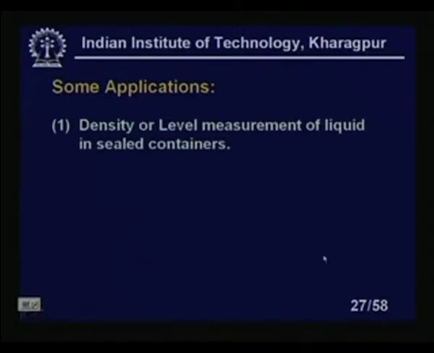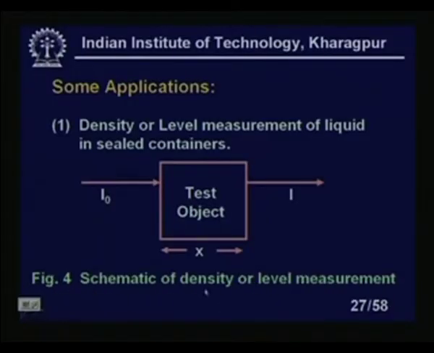Some applications: density or level measurement of liquid in sealed containers. In sealed containers, I cannot see from outside. In all other conventional methods I must take out a sample and then measure the density, but nucleonic instrumentation is a non-invasive technique that I can use to measure both the density and the level of the liquid inside the containers. So, we have a test object. This is a schematic of density level measurement.